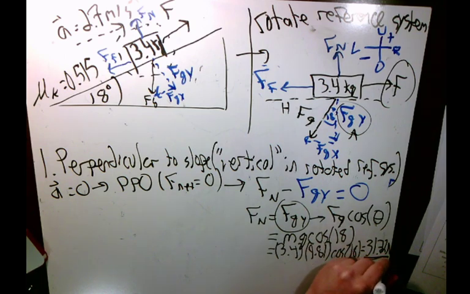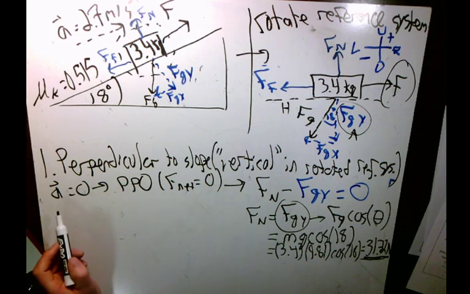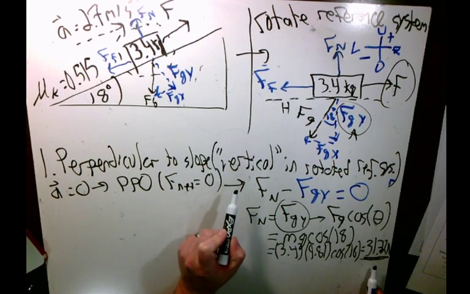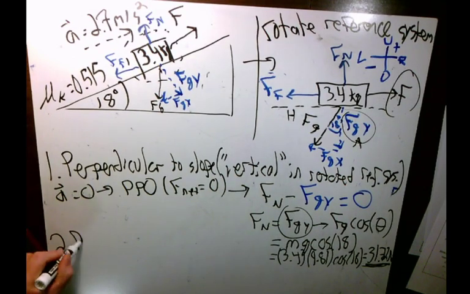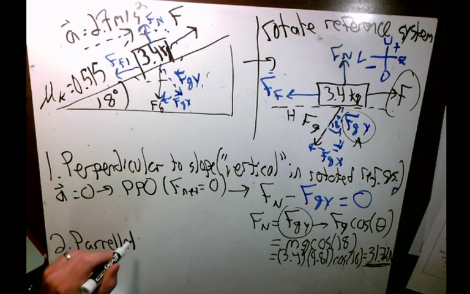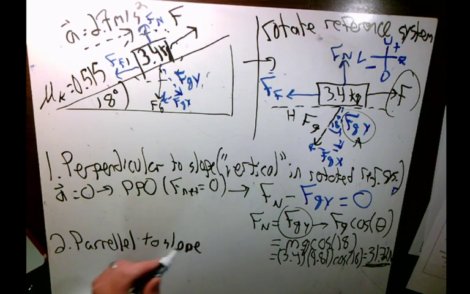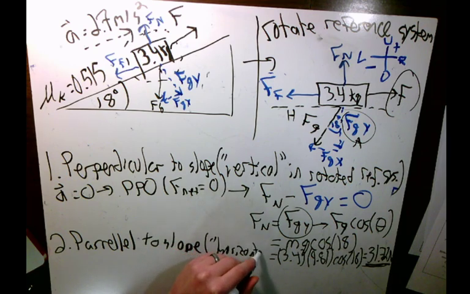31.72. All right, so for there to be 0 acceleration in the perpendicular or vertical direction, we need the normal force to equal 31.72 newtons. All right, our second step is going to be parallel to slope. This is now our horizontal, or our x.